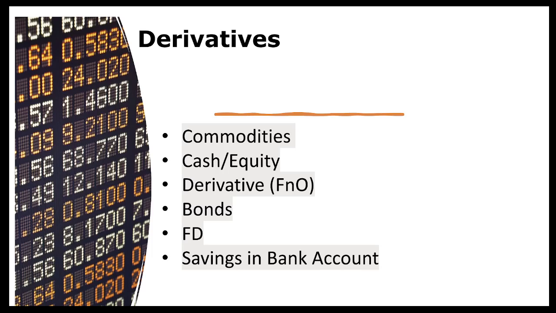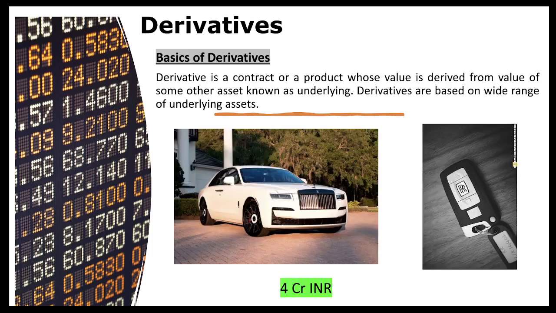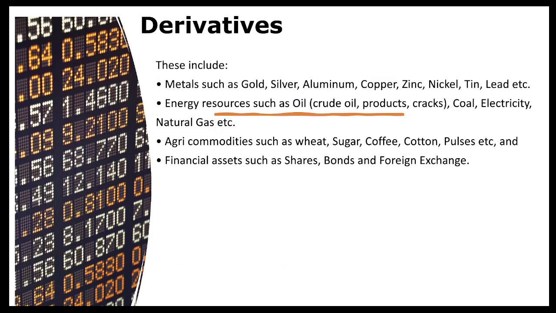That particular gold is deriving its value from the physical gold. Again, the physical gold is an underlying asset, and the chart on which you are trading is deriving its value from it. So we have many commodities. Metals such as gold, silver, aluminium, copper, zinc, nickel, tin, lead, etc. These are all commodities. Energy resources: oil, we trade on crude, coal, natural gas.